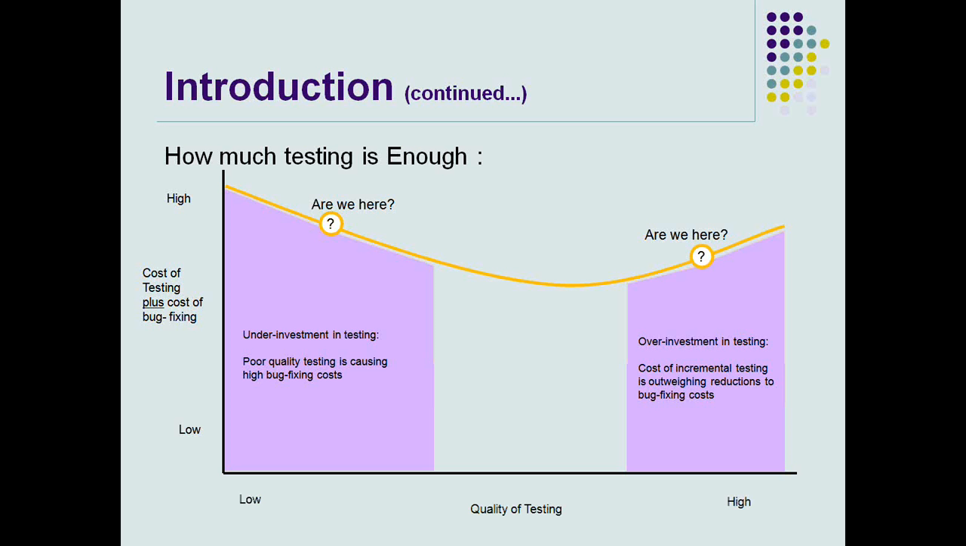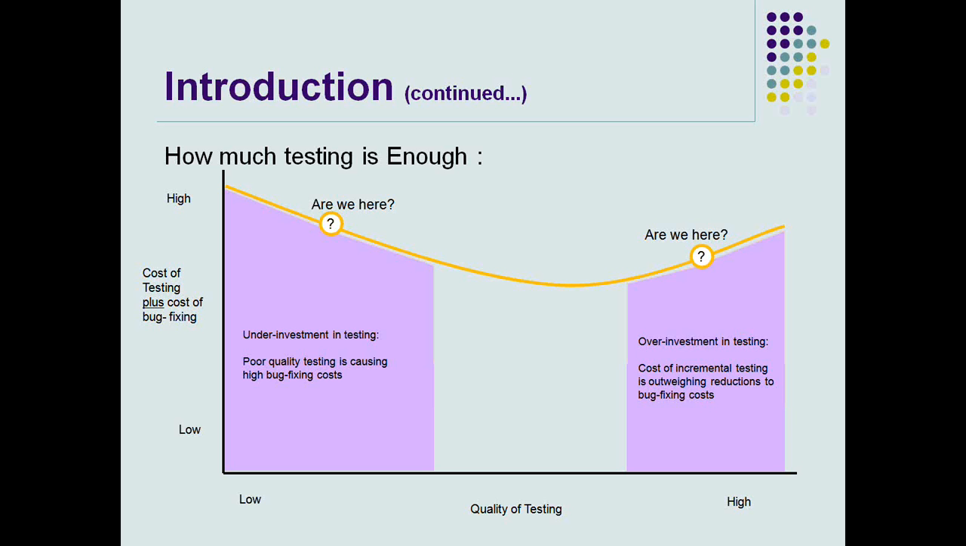So I'll just show you a small slide. This diagram shows an overview about how much testing should be done. If you see, there are two question marks in the diagram. On the left-hand side, it shows the underinvestment in testing, and on the right-hand side, it shows overinvestment. This is with reference to the cost of the testing and quality of testing.